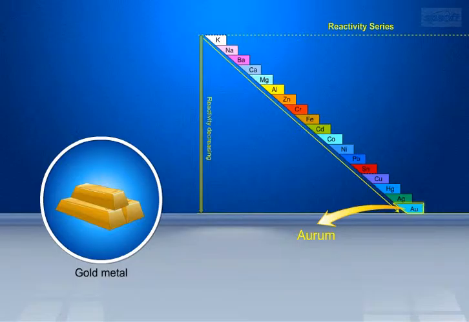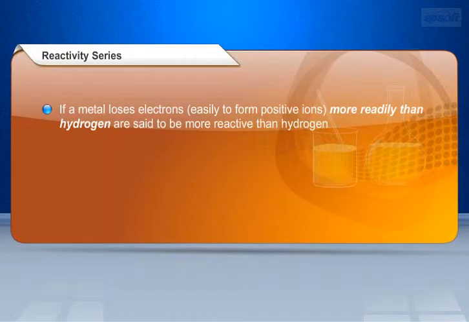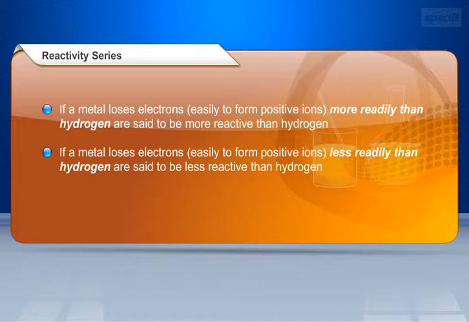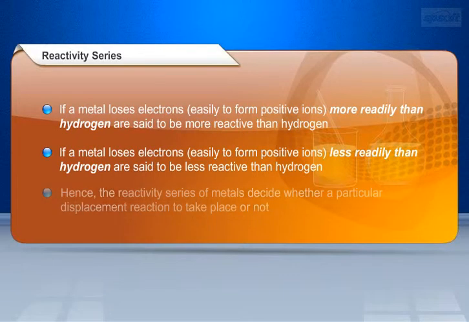If a metal loses electrons easily to form positive ions more readily than hydrogen, then it is said to be more reactive than hydrogen. If a metal loses electrons easily to form positive ions less readily than hydrogen, then it is said to be less reactive than hydrogen. Hence, the reactivity series of metals decide whether a particular displacement reaction will take place or not.